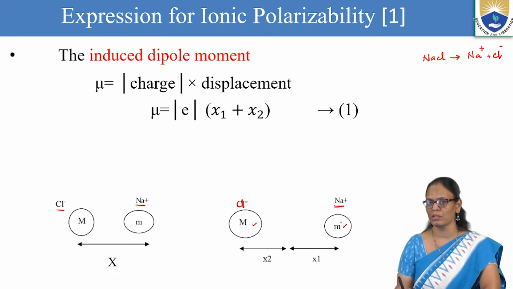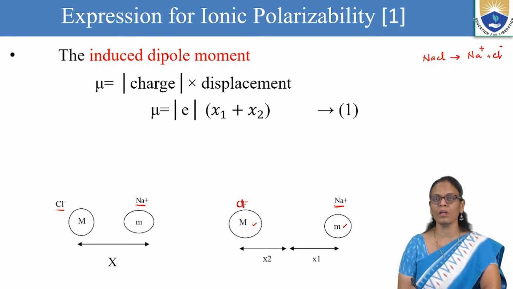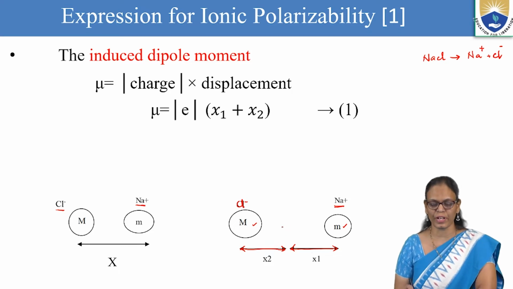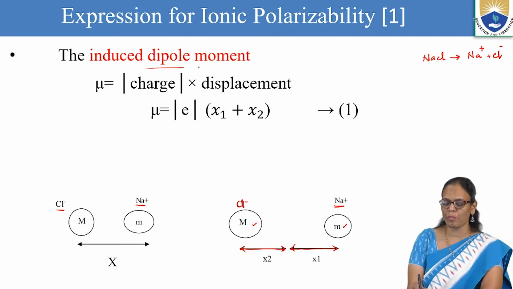Positive ion, mass small m, negative ion, mass capital M. We have taken the example of NaCl. Now, this is displaced through a distance x1 and this is displaced through a distance x2. This is due to the external electric field. So, what will be the dipole moment?